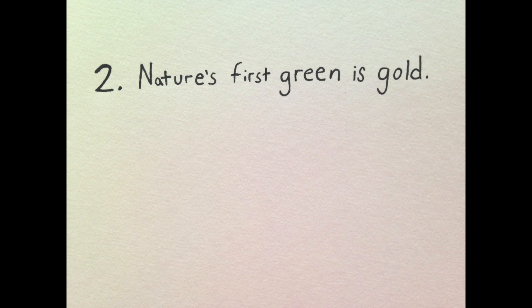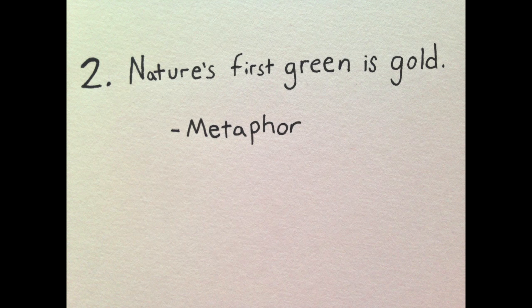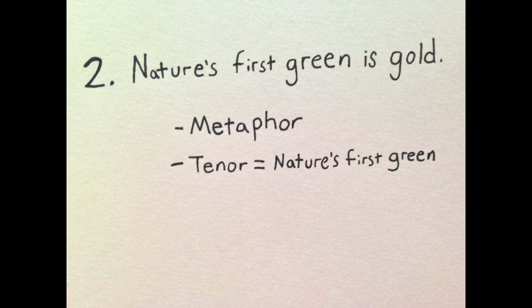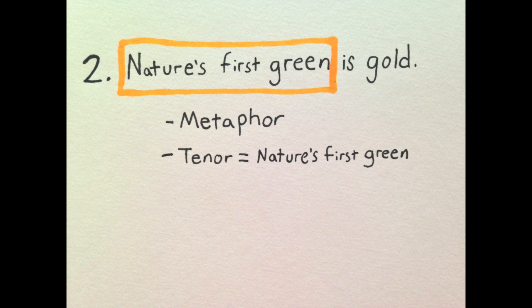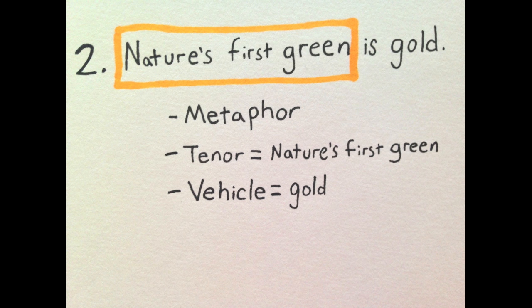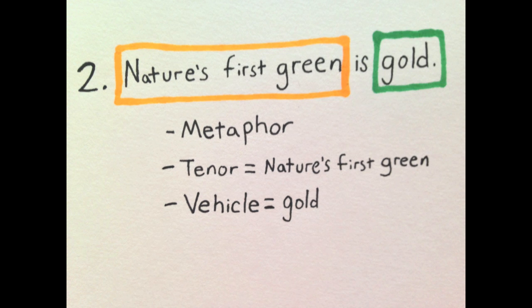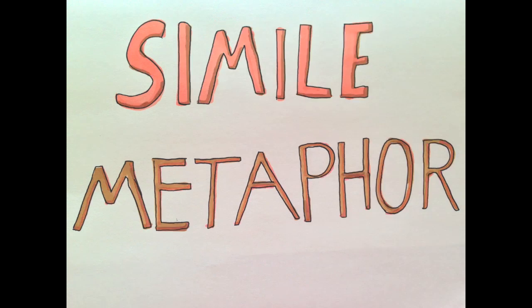Number 2. Nature's first green is gold. This is an example of metaphor. The tenor of the sentence is nature's first green, and the vehicle is gold. Understanding the difference between simile and metaphor will help you better comprehend and convey comparative ideas.